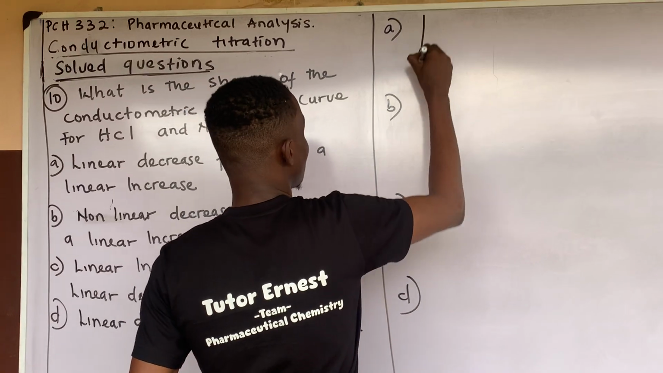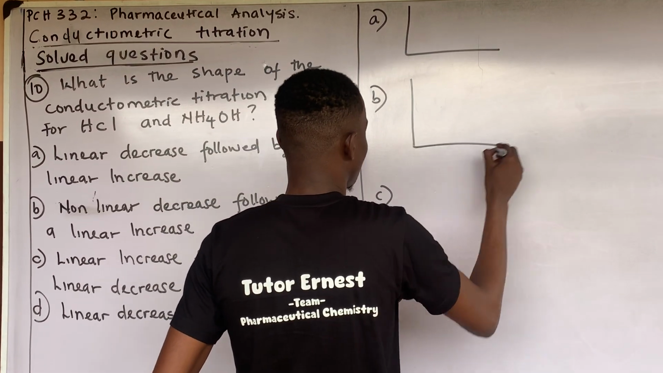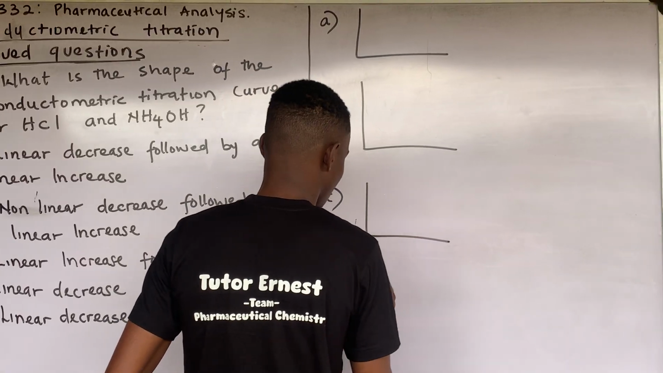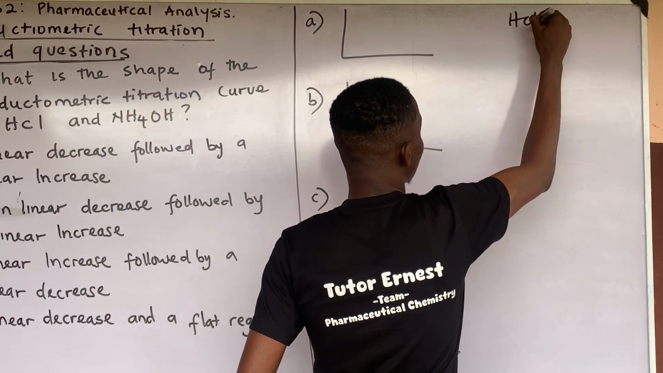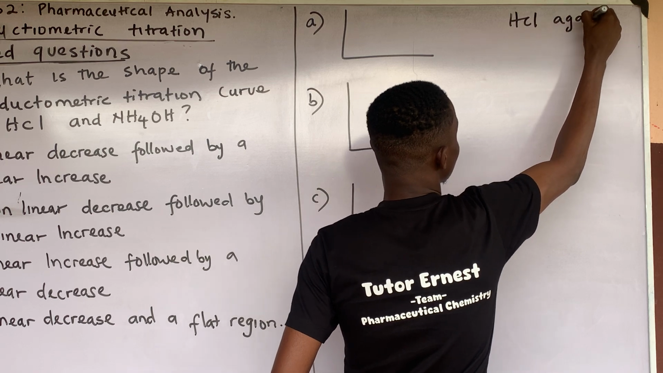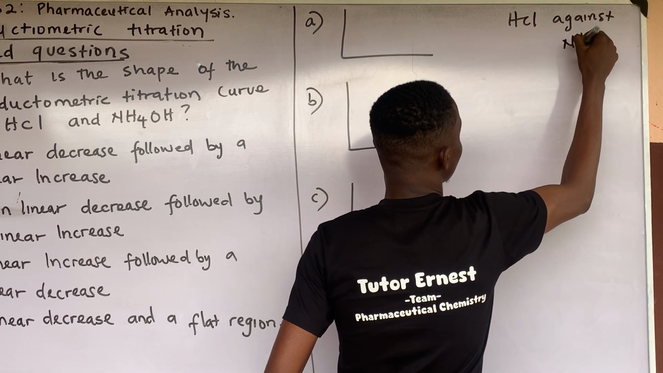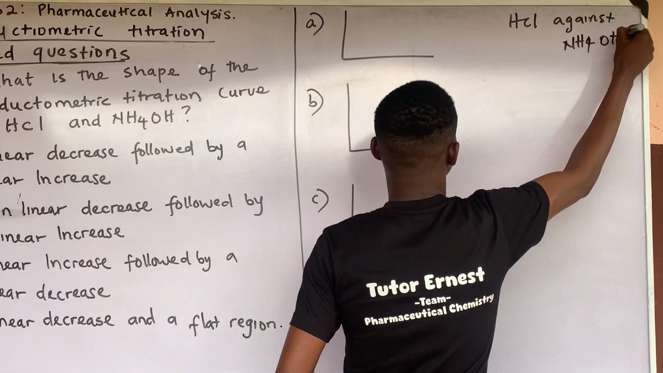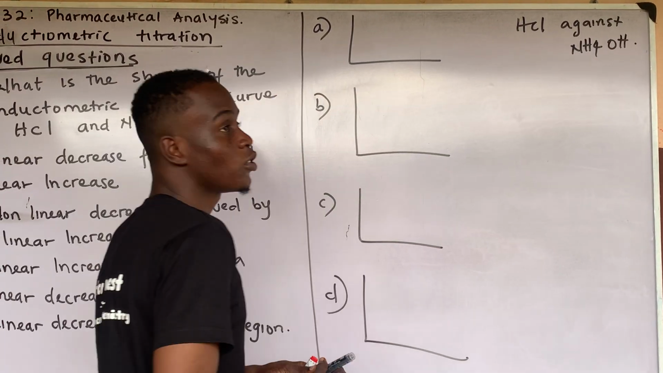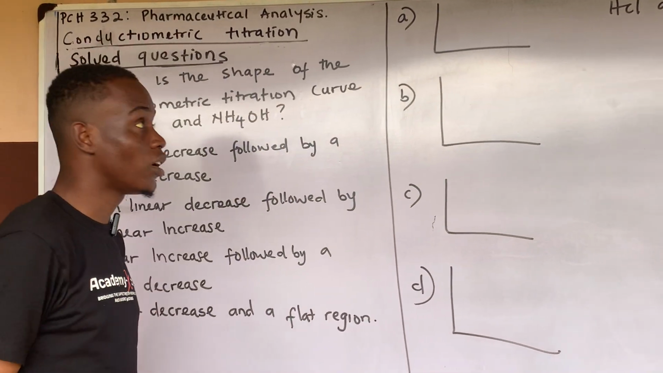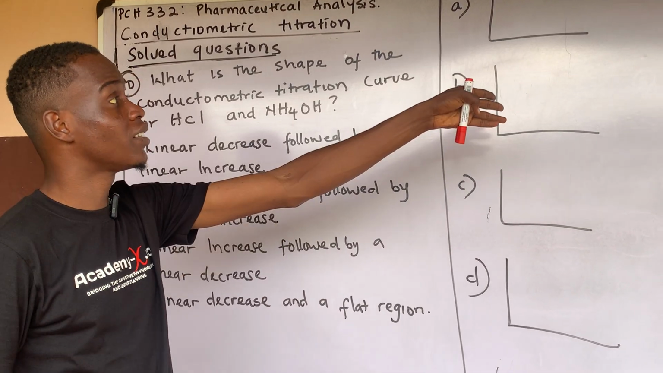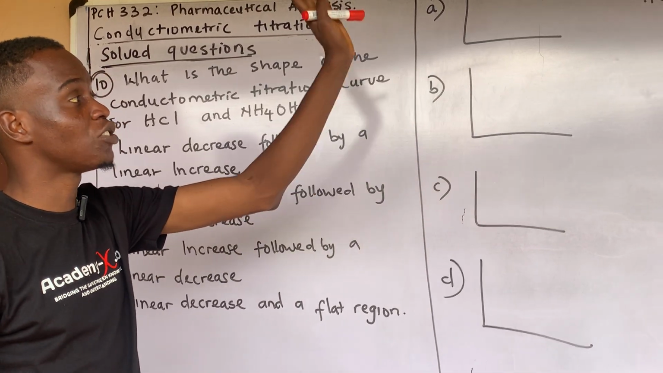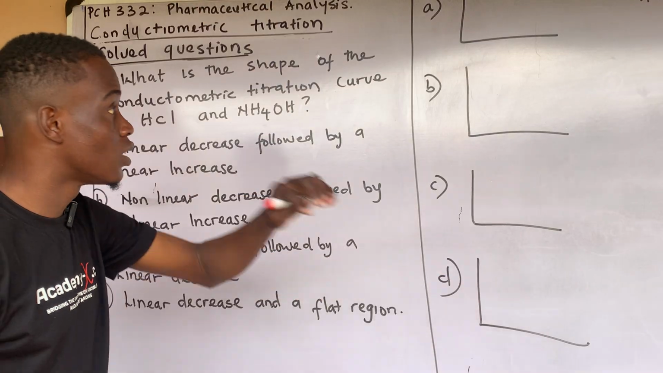So remember, we're talking about HCl against NH4OH. Now remember, we talked about this in our conductometric class. We talked about the HCl graph against the NH4OH graph. That's a strong acid against a weak base.